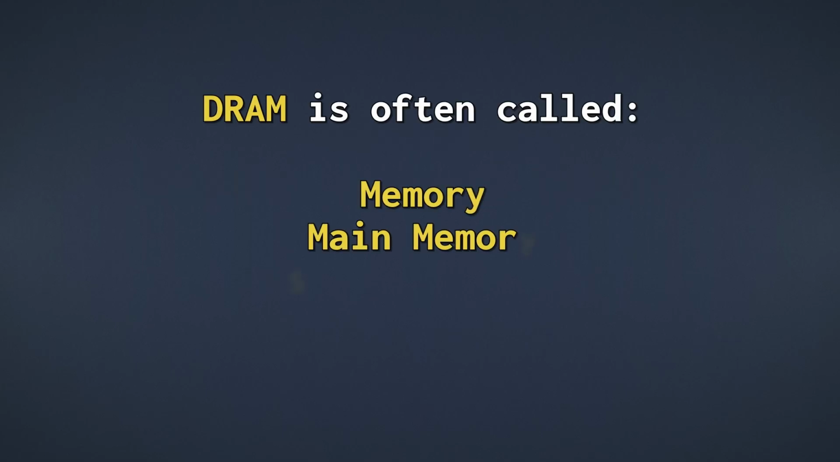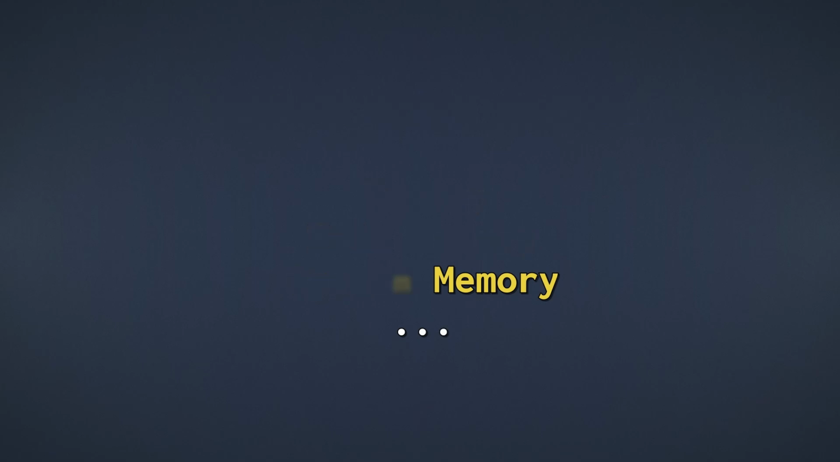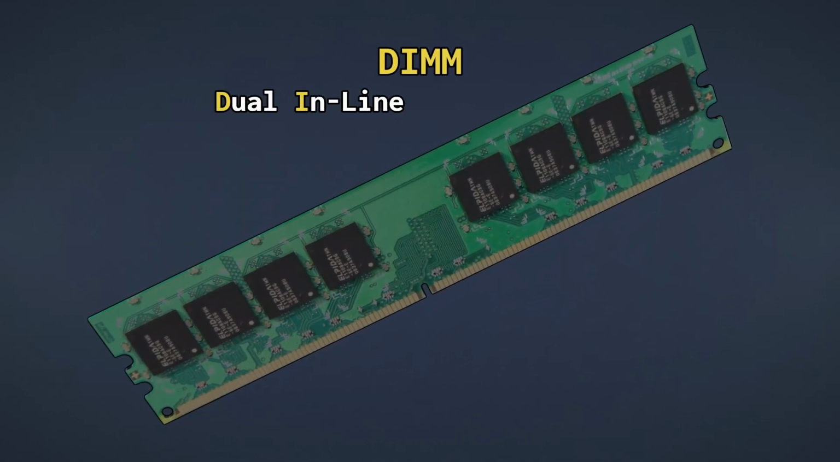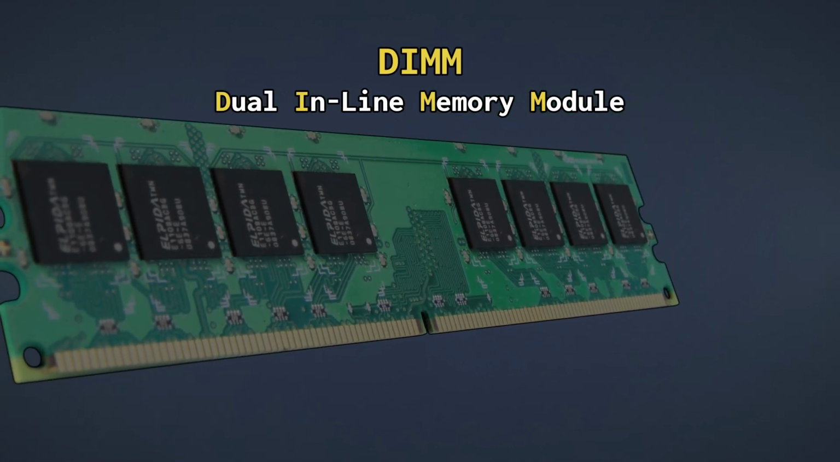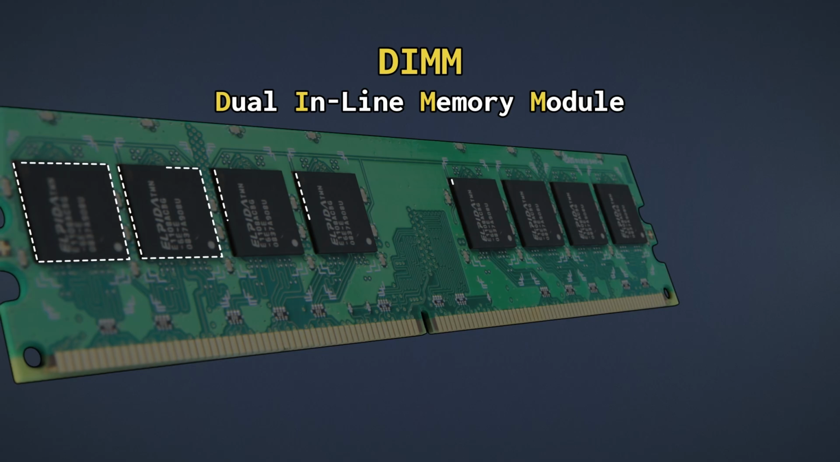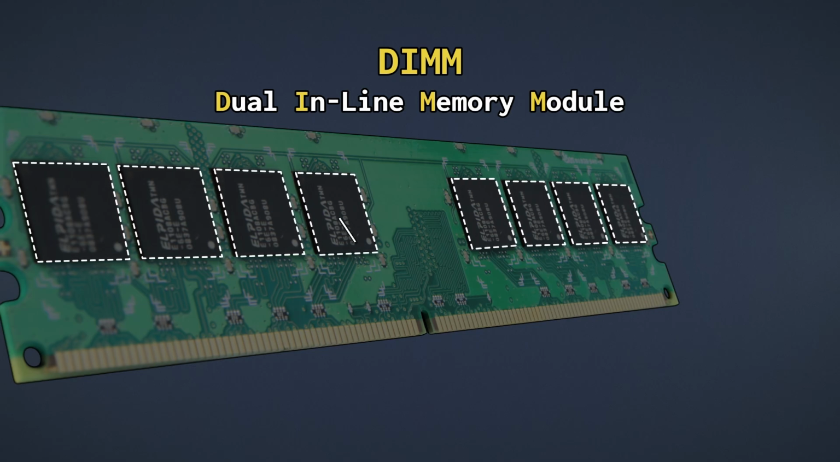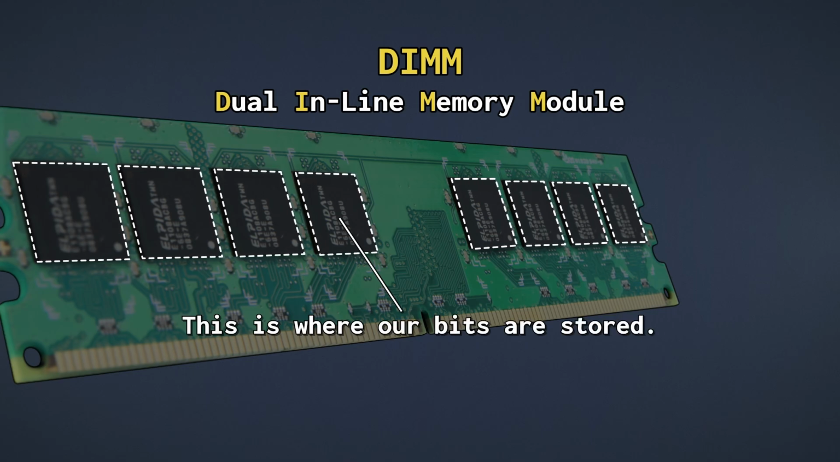You've probably heard people refer to a computer's memory, or main memory, or system memory, or similar terms. In all of those cases, they're probably talking about DRAM. A stick of DRAM is also called a Dual Inline Memory Module, or DIMM, and it looks like this. On it are multiple integrated circuits that contain our actual memory. But how does that work? How can our numbers be stored on these chips?